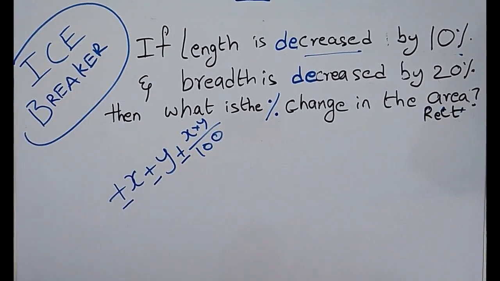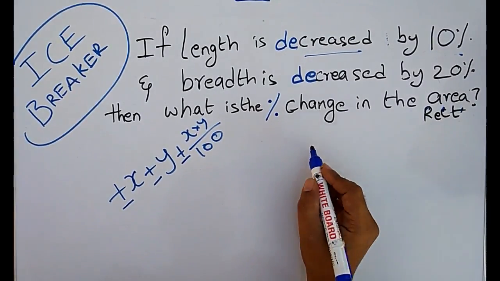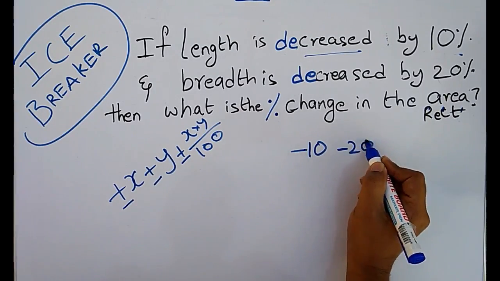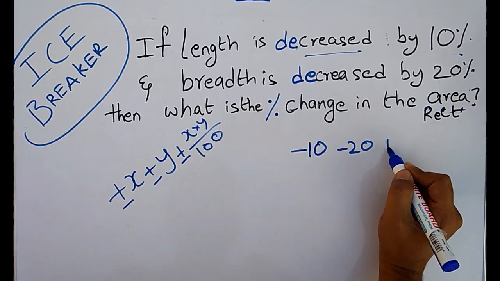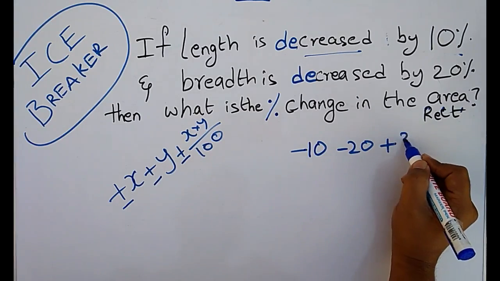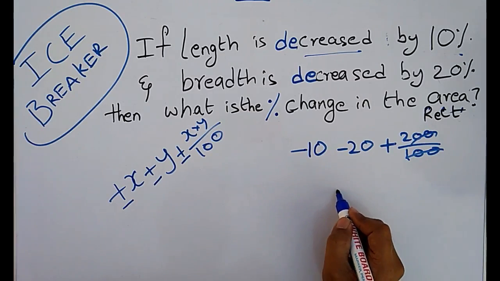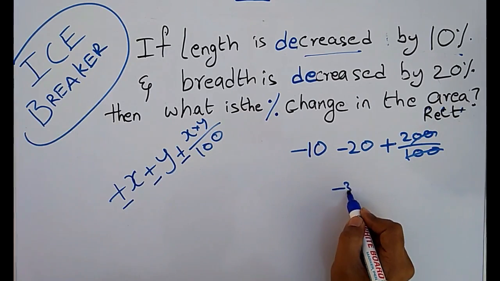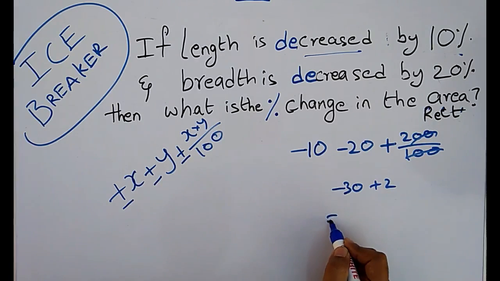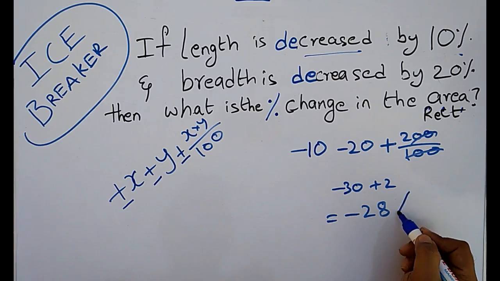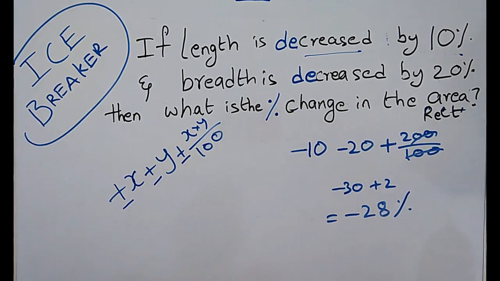If both decrease friends, minus 10 minus 20, minus into minus will become plus 200 by 100. Total you will get minus 30 plus 2. That we can see a decrement of minus 28% in the area of the rectangle.